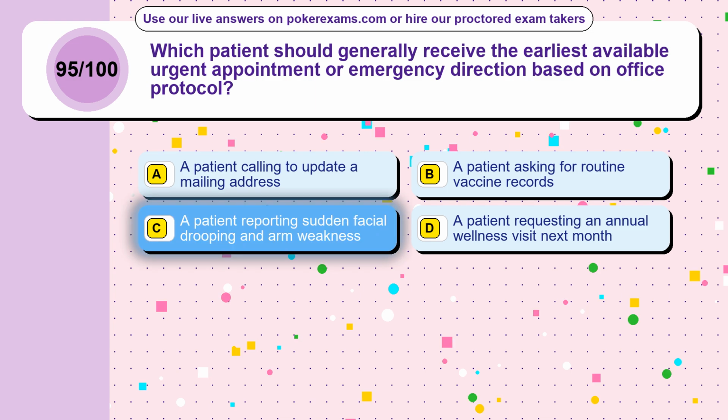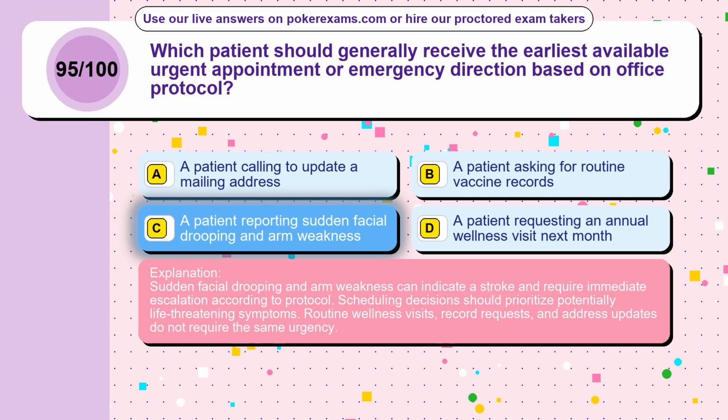The correct answer is option C, a patient reporting sudden facial drooping and arm weakness. Sudden facial drooping and arm weakness can indicate a stroke and require immediate escalation according to protocol. Scheduling decisions should prioritize potentially life-threatening symptoms. Routine wellness visits, record requests, and address updates do not require the same urgency.